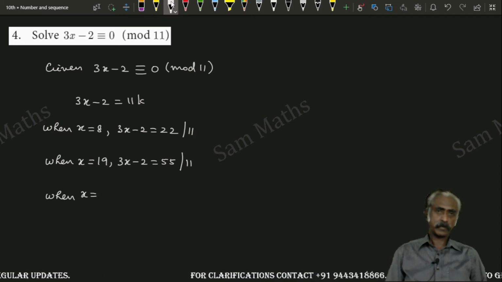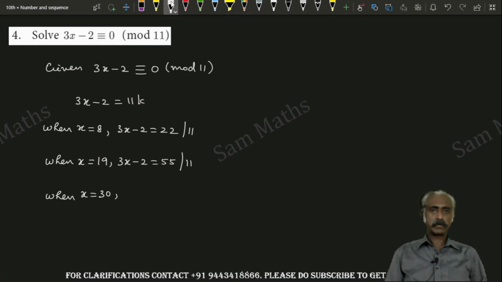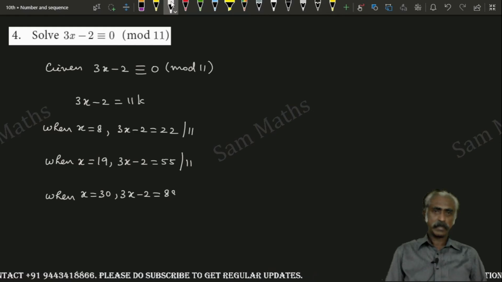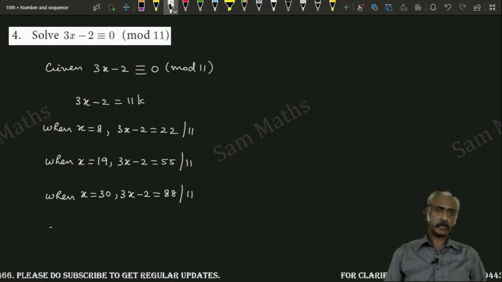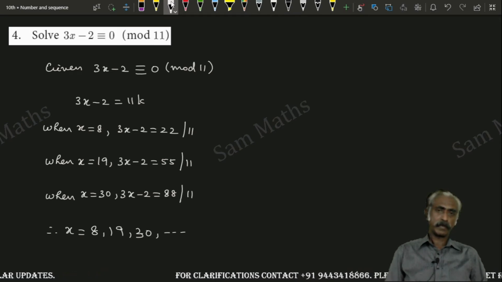X is equal to, you add 11 with this 19, you are getting 30. So 3 into 30 is 90. 90 minus 2 is 88. Therefore, 3x minus 2 value 88 is divisible by 11. Therefore, the solution x is equal to 8, 19, 30, etc. This is the required solution.